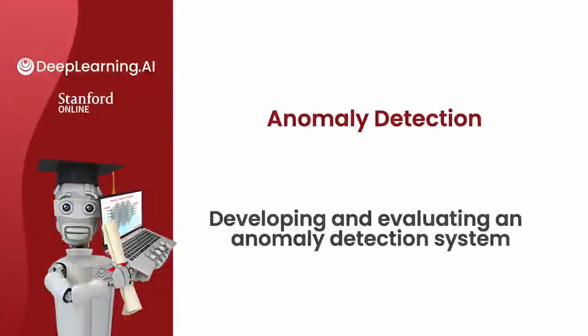I'd like to share with you some practical tips for developing an anomaly detection system. One of the key ideas will be that if you can have a way to evaluate a system even as it's being developed, you'll be able to make decisions and change the system and improve it much more quickly. Let's take a look at what that means.